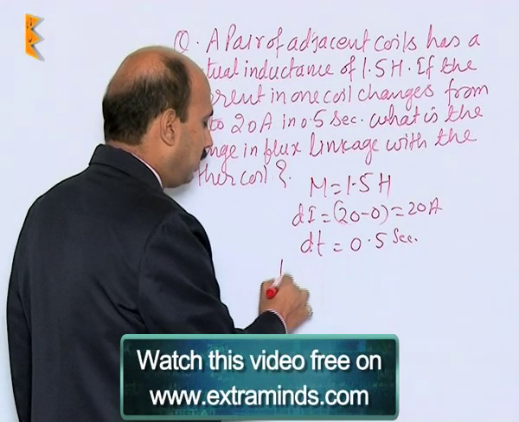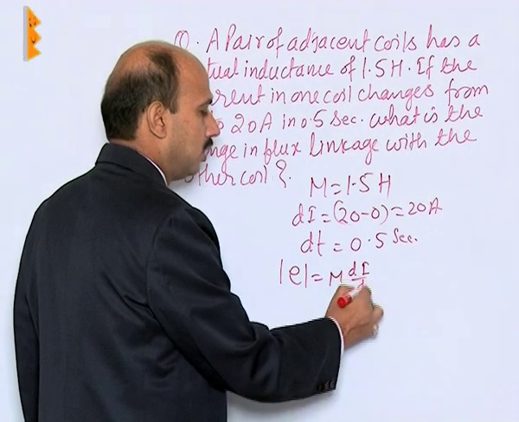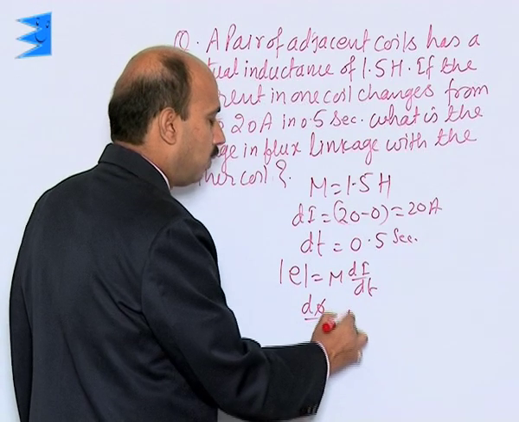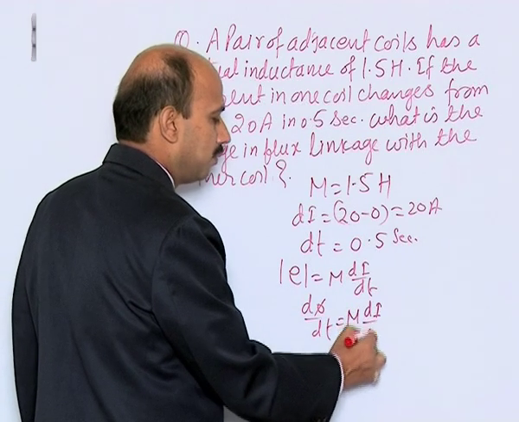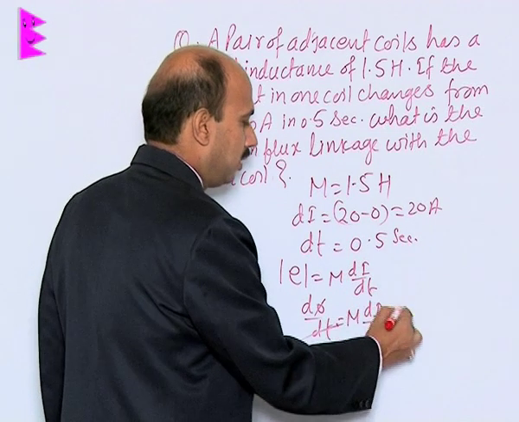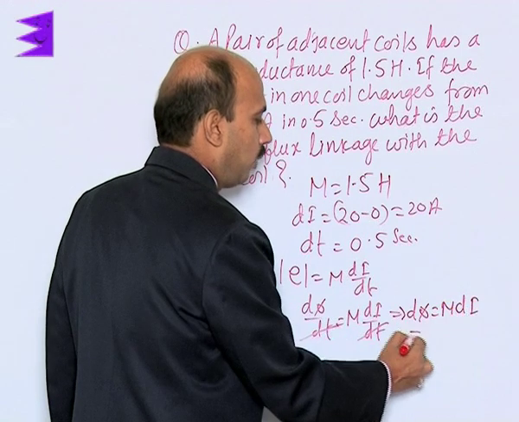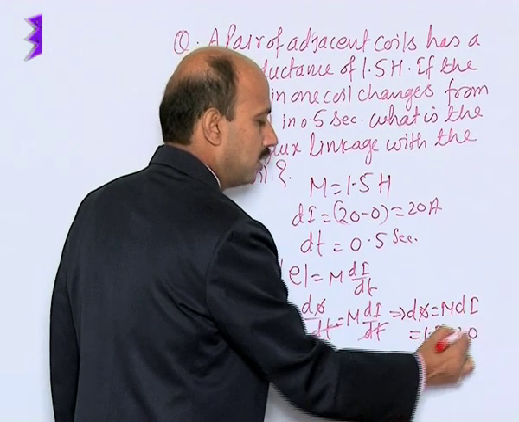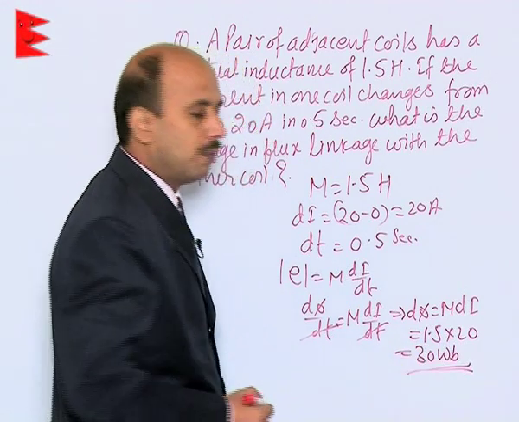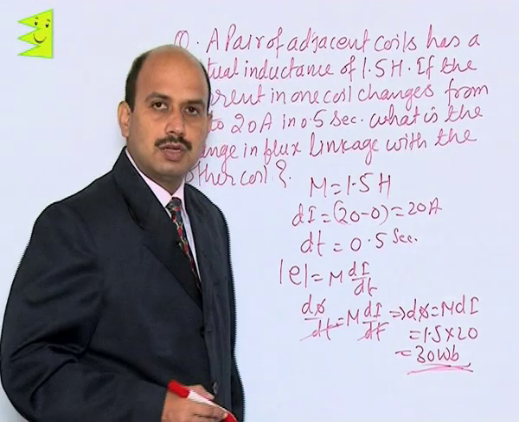So, we know the magnitude of induced EMF in a coil is equal to M di upon dt, and also E can be written here as d phi upon dt, which is equal to M di upon dt. The dt cancels here. So, the change in flux we can get, d phi is equal to M into di, that is 1.5 into 20, that should be 30 Weber. This is the magnetic flux, the unit of magnetic flux. So, the change in magnetic flux can be easily calculated, that is 30 Weber.